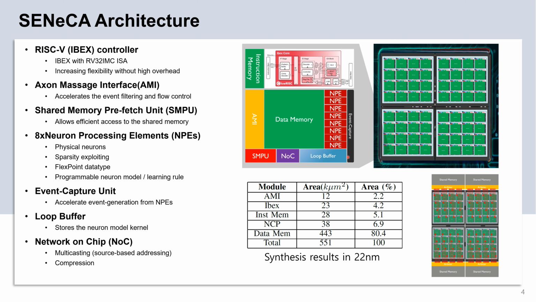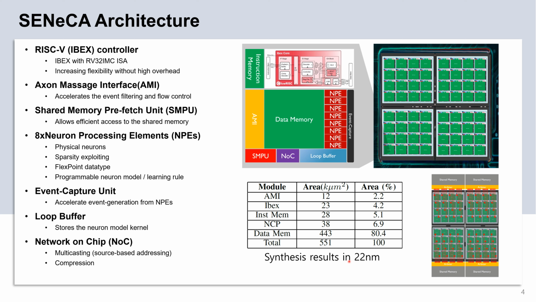The event capture unit here accelerates the event generation, which comes from spikes from the NPEs. The loop buffer is a small memory which stores the neural model and is programmable. The network on chip is a unit that connects the neurosynaptic cores with each other and is able to perform multicasting with source-based addressing and also compression.